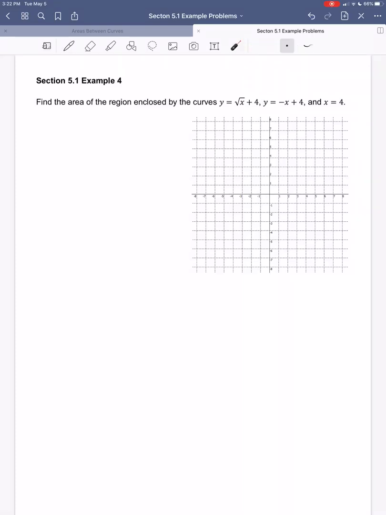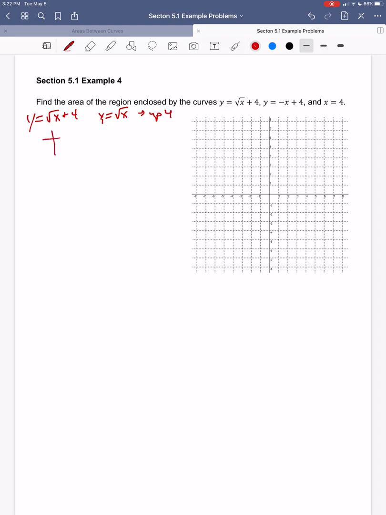So in this example, we're supposed to find the area enclosed by these curves. I'm going to have to figure out what these graphs are. Y equals square root of x plus 4. Well, it's the square root. It's just the y equals the square root of x graph up 4.